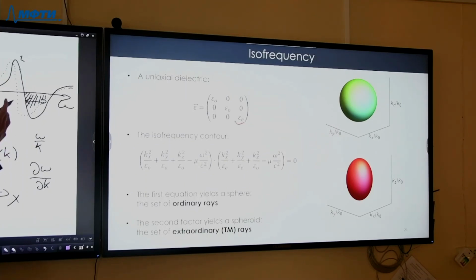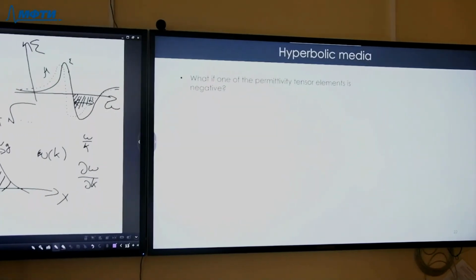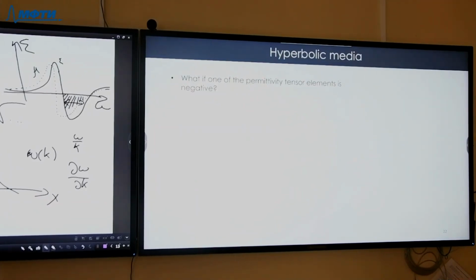For example, by looking at these two isofrequencies, we can instantly recognize the familiar effect of birefringence, when a plane wave incident on the surface of a uniaxial material induces two refracted rays, one ordinary ray and one extraordinary ray, that propagate with the same longitudinal wave number. But a more interesting situation arises if only one or two of the permittivity elements become negative.